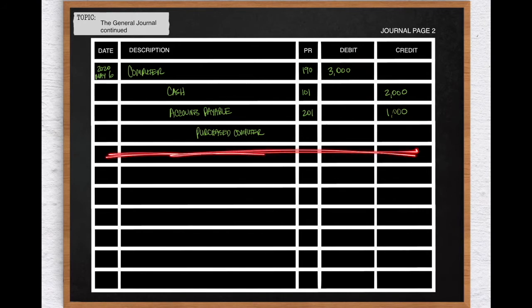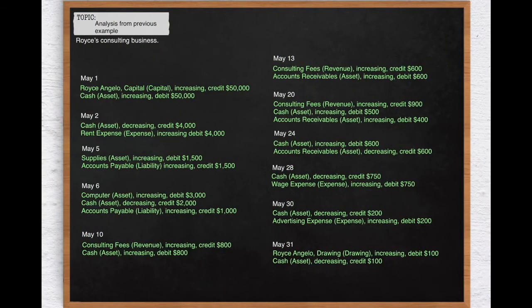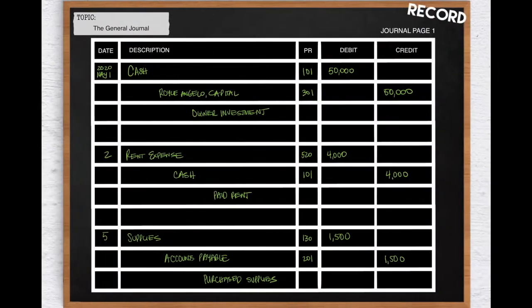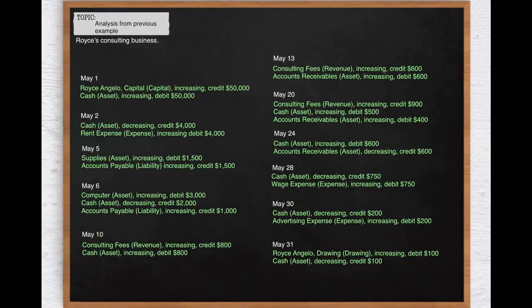Before you go on and record the next transaction, remember to skip a line. The next transaction is on May 10th: consulting fees and cash, where consulting fees is being credited by $800 and cash is being debited by $800. So again, that takes place on May 10th.